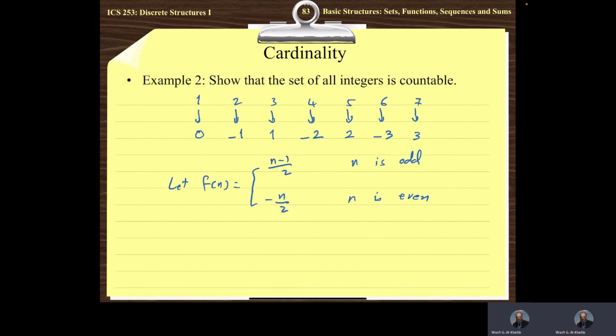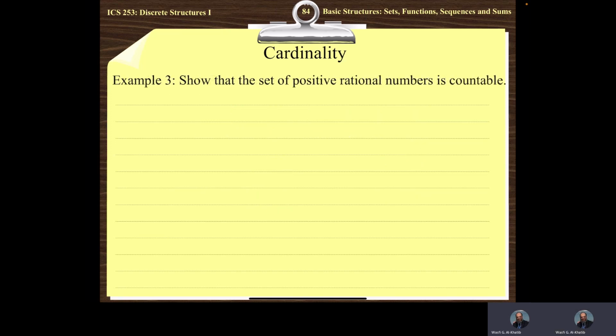Well, in this case, you want to prove that minus 1, 0, 1, 2 is countable. Fine, the 1 you send to minus 1, the 2 you send to 0, the 3 you send to 1, and so on. Okay. So how do I show that the set of positive rational numbers is countable?